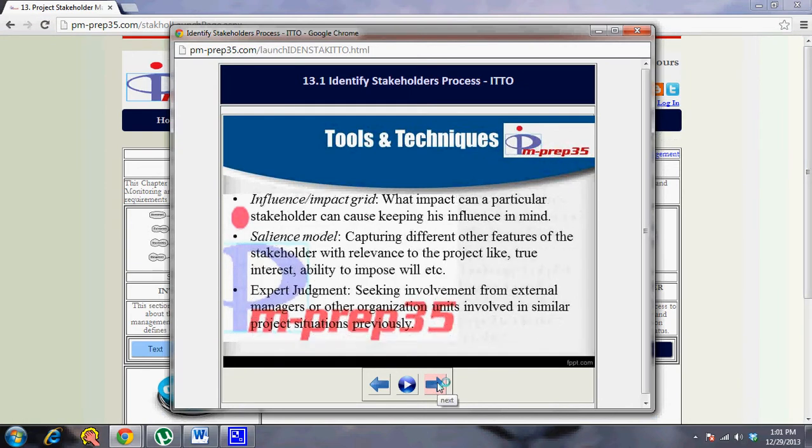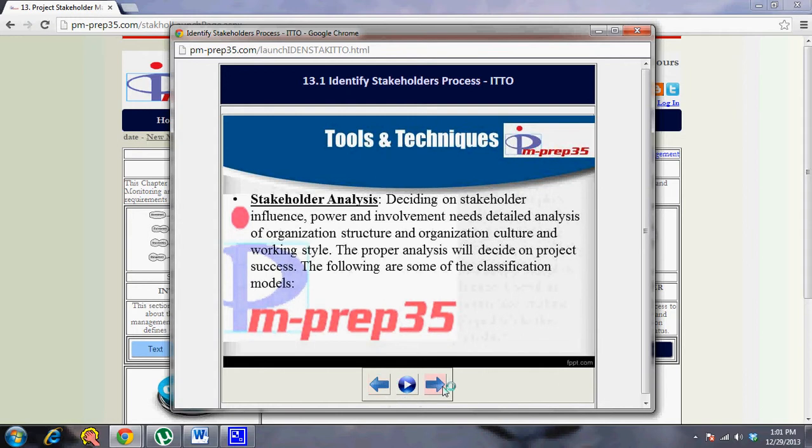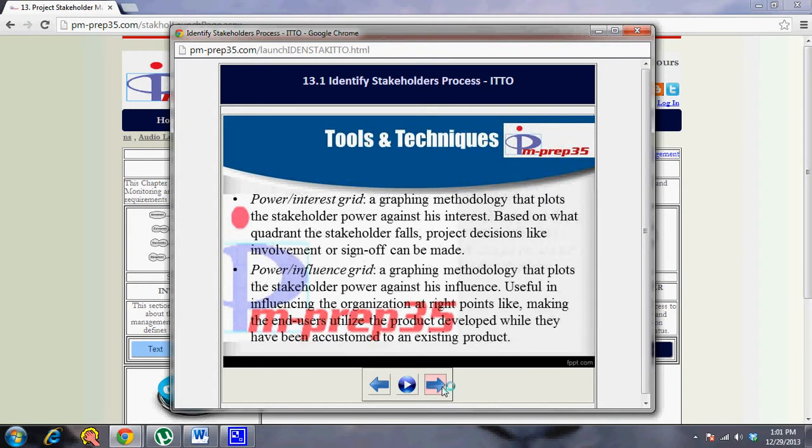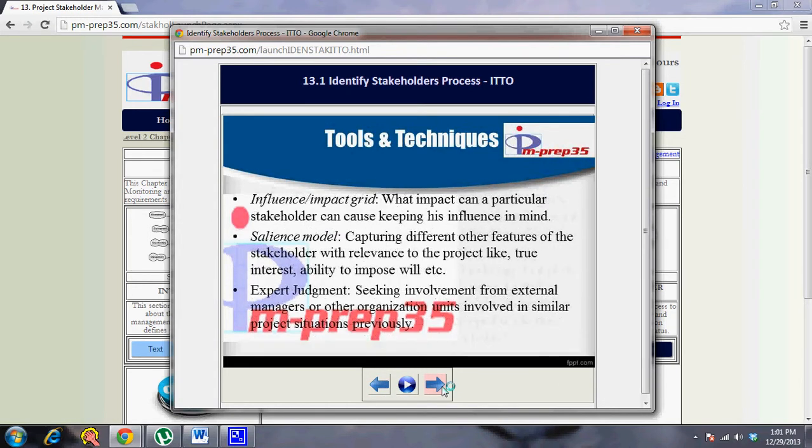Then you have the influence impact grid. These are all part of the stakeholder analysis that you do. You plot the different grids and find out which quadrant the stakeholder falls in. Then you have the salience model that we saw. As part of this process, you also do expert judgment. Expert judgment is useful in finding out who the key stakeholders are. Seeking involvement from external managers or other organization units involved in similar project situations helps in getting expert judgment.